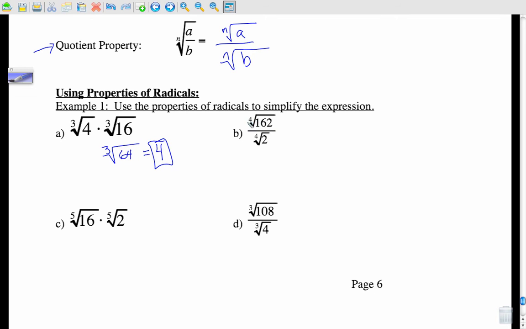Vice versa here, 162 and 2 are not on the fourth power list. If you go back to the list, they're not in that list anywhere. So I'm going to divide these first. So it ends up being the fourth root of 81. And that is on the list under fourth powers, and it is 3. The only reason that I can put those together, though, is that these have to be the same: this fourth root and this fourth root.